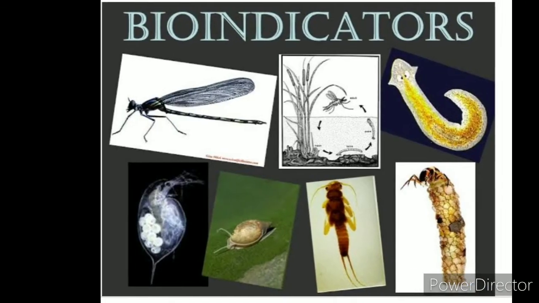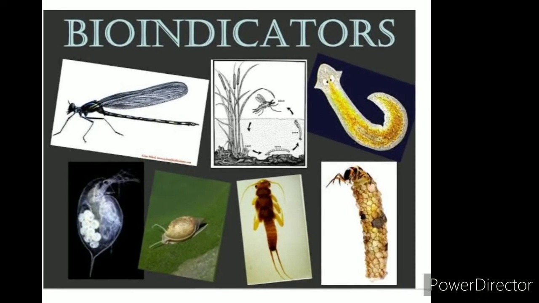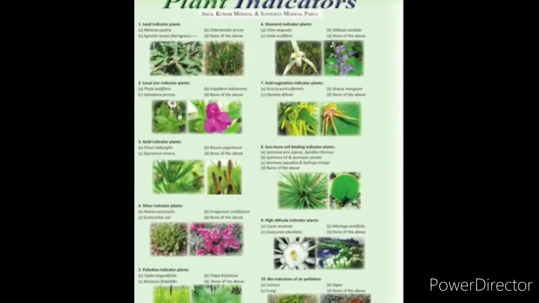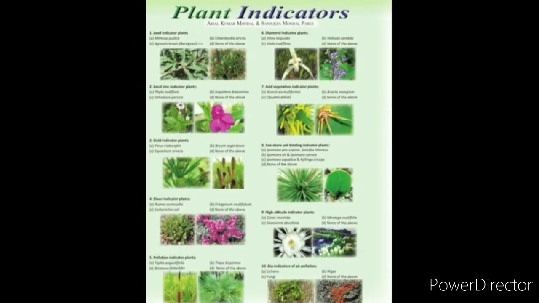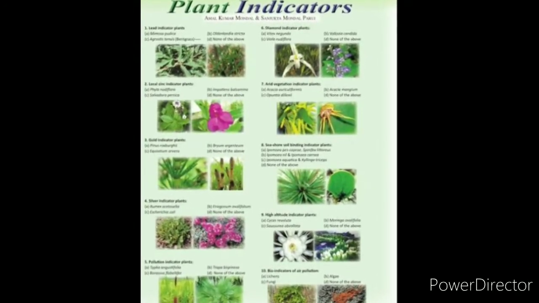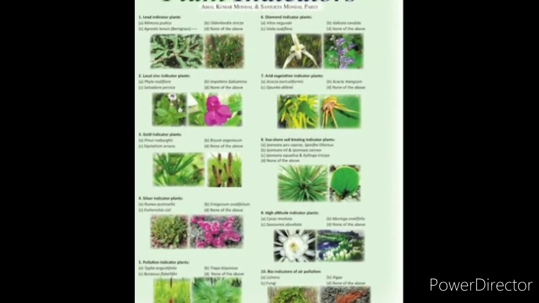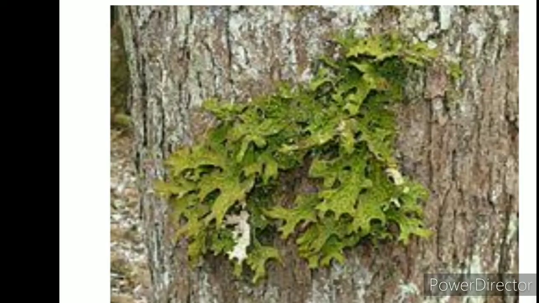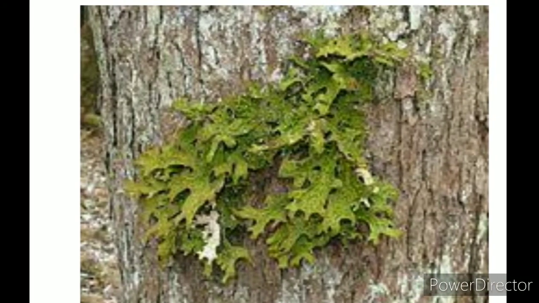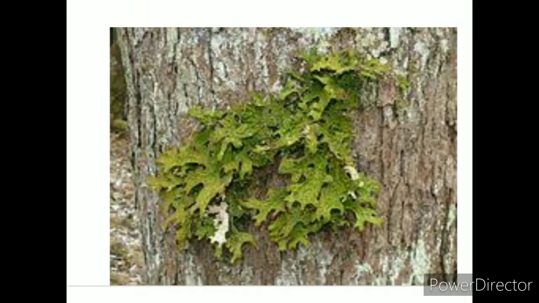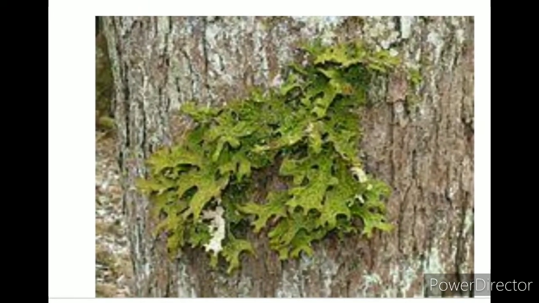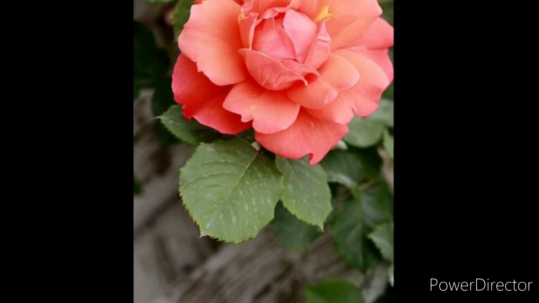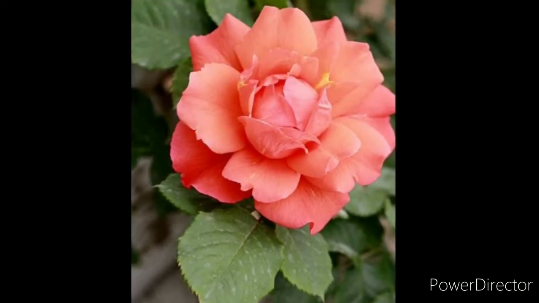Next one is bioindicators. What do you mean by bioindicators? Some plant species or plant community acts as a measure of environmental conditions. It is referred to as biological indicators or phytoindicators or plant indicators. For example, lichen is a natural bioindicator for climate change and air pollution effect. Likewise, rose is also a bioindicator for sulfur dioxide pollution.